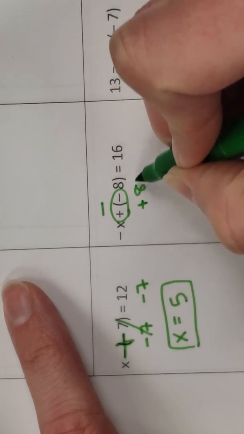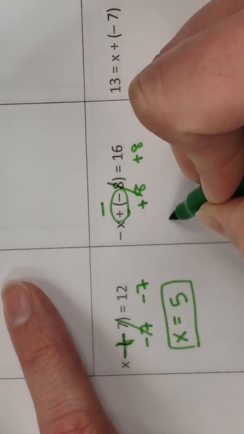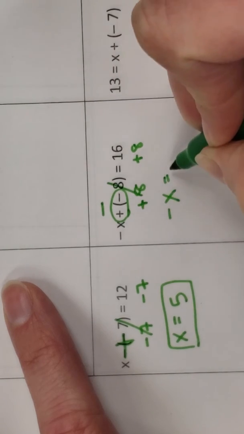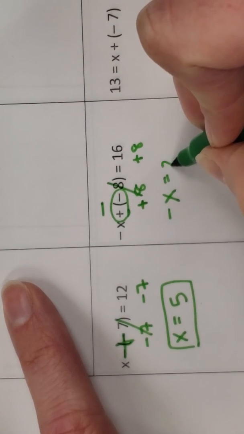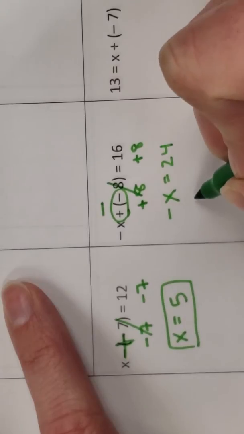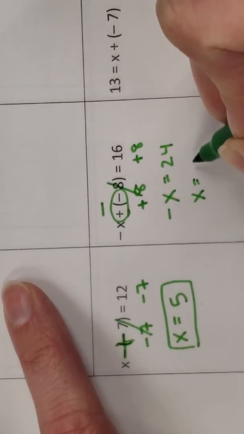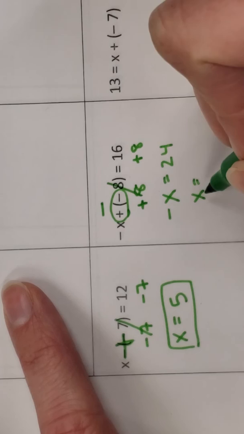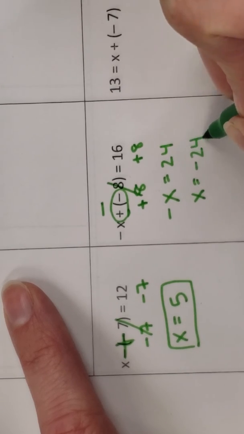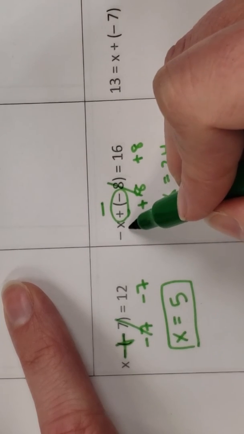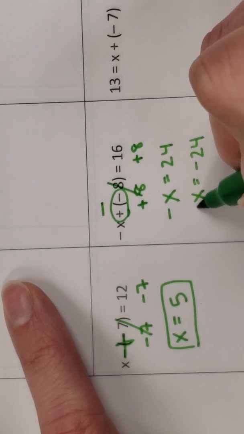The reverse of negative 8 is a positive 8. What I do on one side, I do to the other. Don't forget to bring down the negative with the x. 16 and 8 make 24. If negative x is positive 24, then positive x is negative 24. Negative 24 is 24. 24 minus 8 is 16.